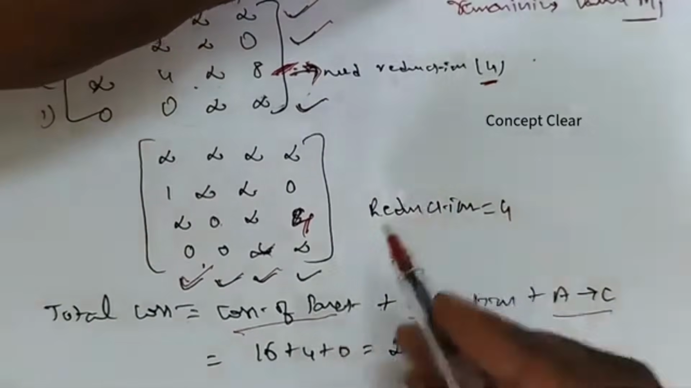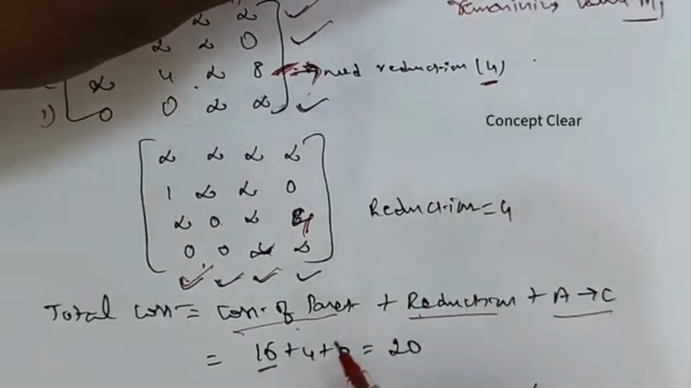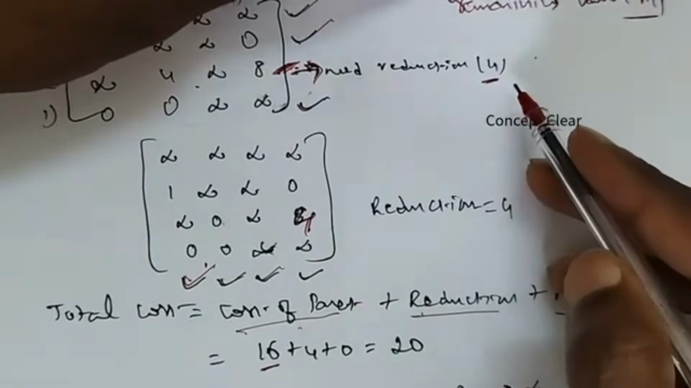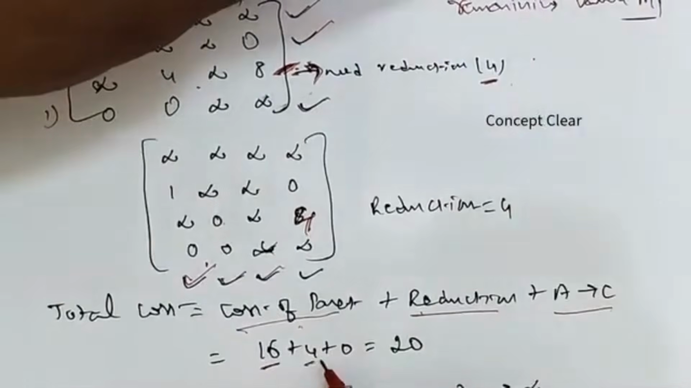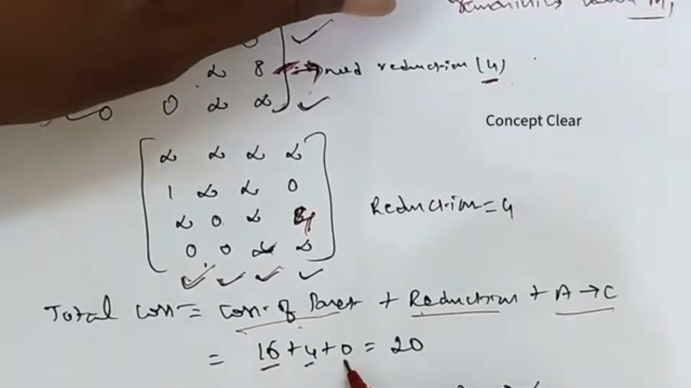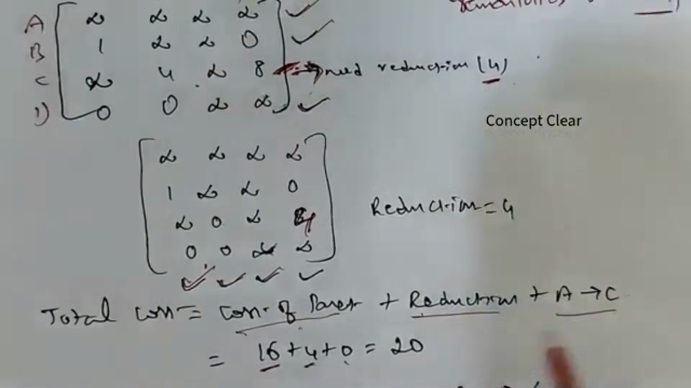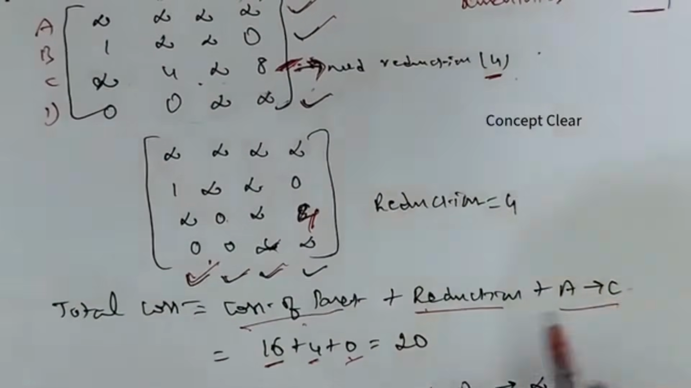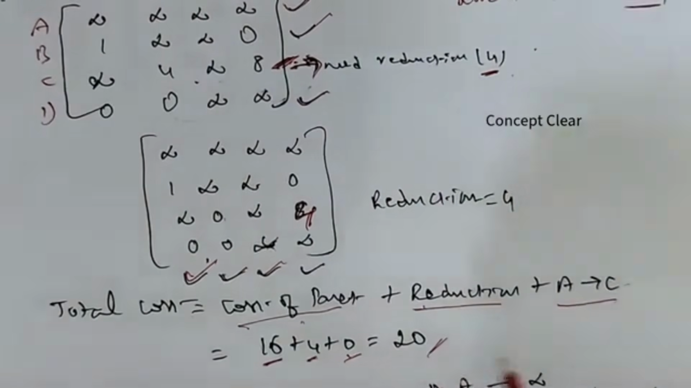Okay, here what is the total cost? The parent's total cost is 16 plus the total reduction here, which is 4 plus 0, so only 4. And what is the parent's A to C path? In the M1 matrix, the A to C path is 0. So the total value is 20.